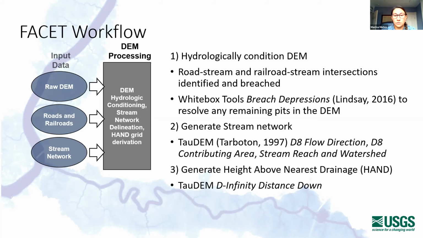We are also using the height above nearest drainage grid to help with delineating our floodplain extent, and we're using the TauDEM D-infinity distance down. The height above nearest drainage grid is essentially a way to set each pixel on the landscape as a vertical distance, or a depth, between that pixel and the point on the stream network to which it drains. I'll get into a little bit more detail on that shortly.